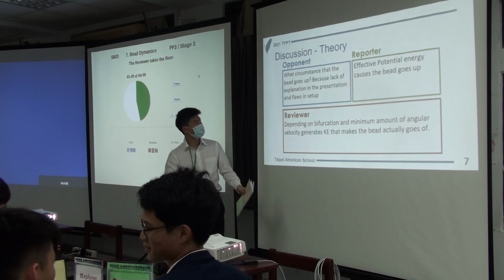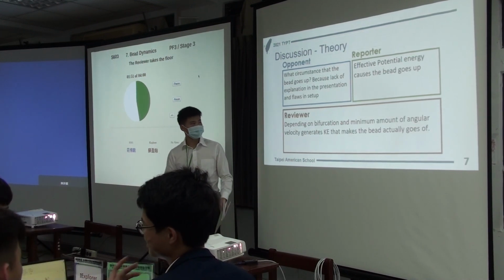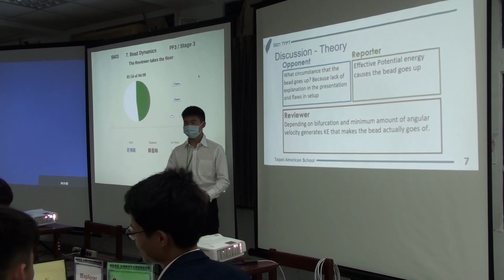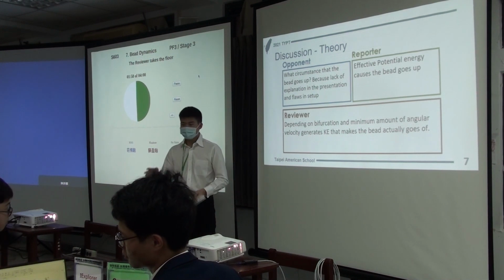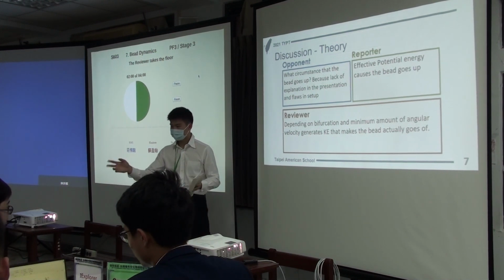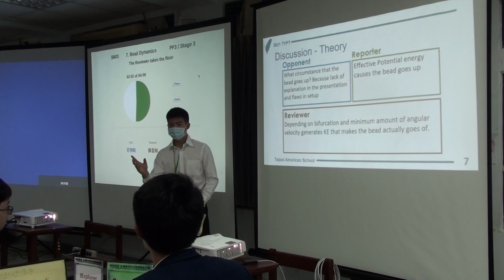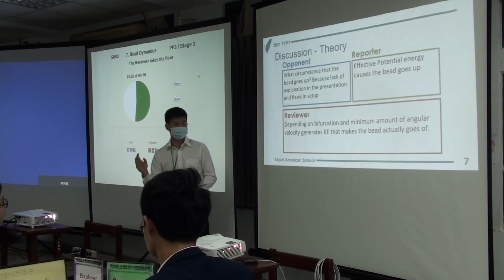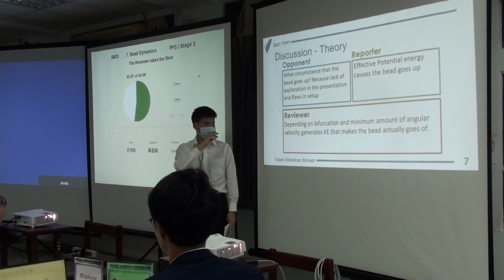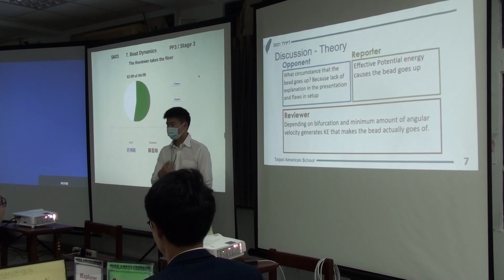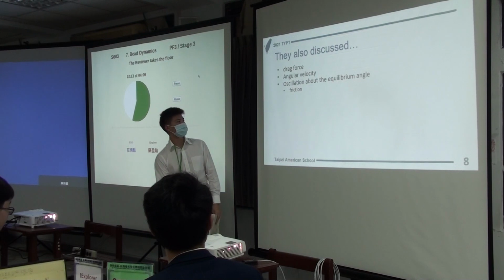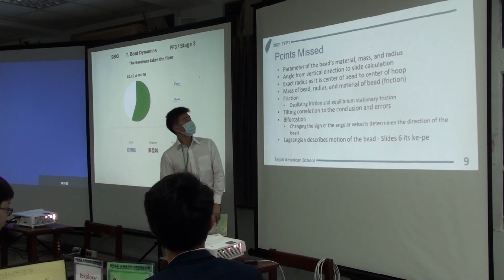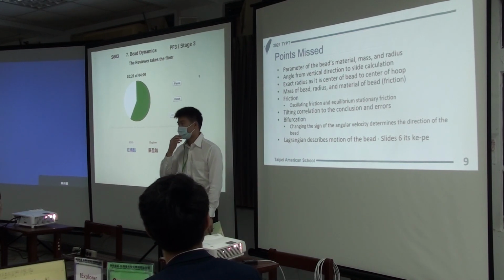There's also the part which talked about how the effective potential energy causes the bead to go up. I actually disagree with that statement, because it depends on the bifurcation, which means the direction of the angular spin, and that affects which direction the bead goes. And it is actually the kinetic energy that makes the bead go up, not the potential energy. They also discussed drag force, angular velocity, and that kind of thing.